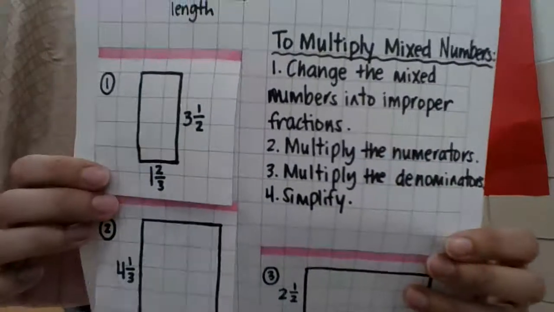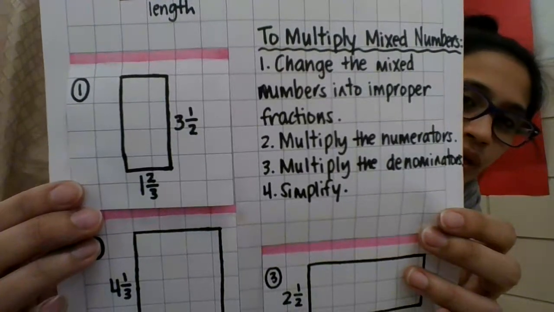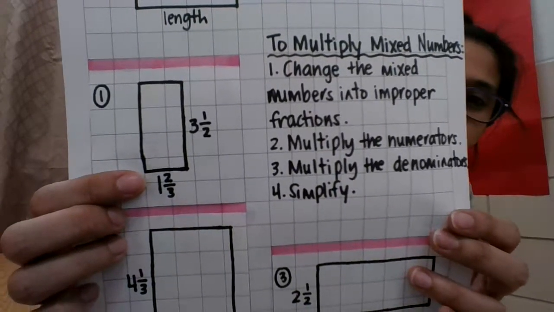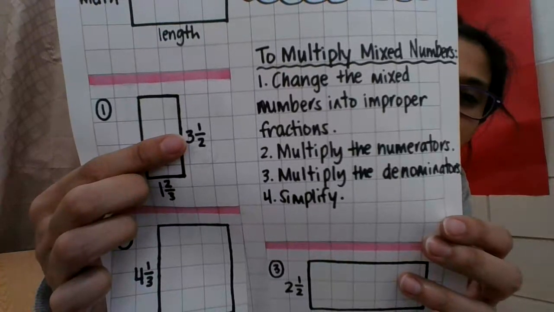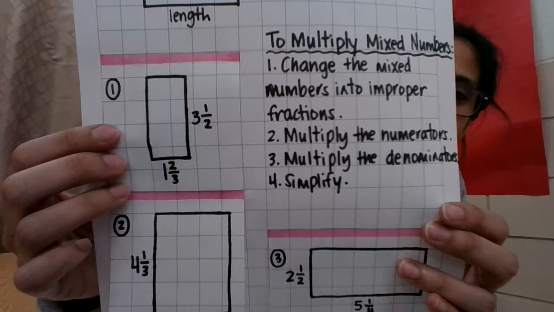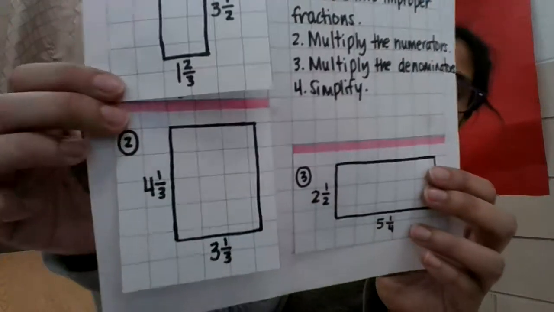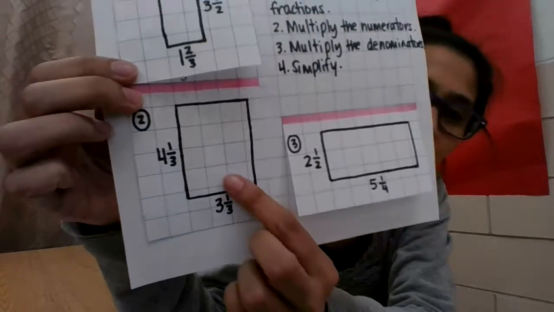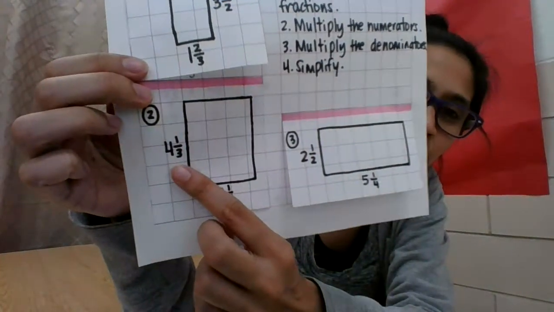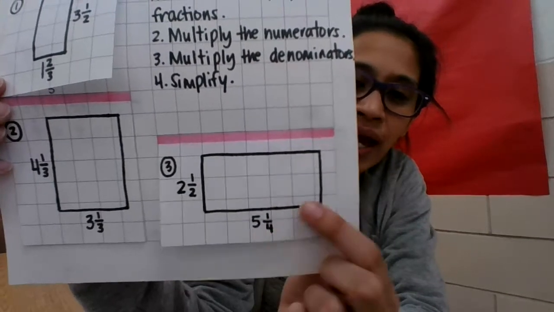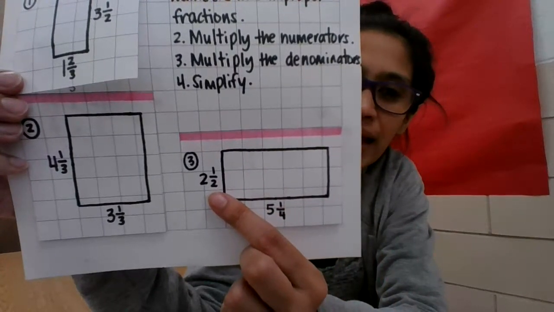Okay, so here's the first one. This first rectangle has a length of 1 2/3 and a width of 3 1/2. For number 2, we have a rectangle with a length of 3 1/3 and a width of 4 1/3. And for number 3, we have a length of 5 1/4 and the width is 2 1/2.